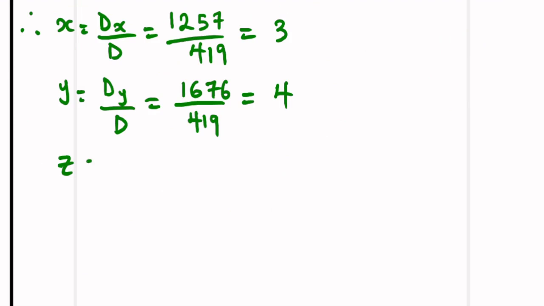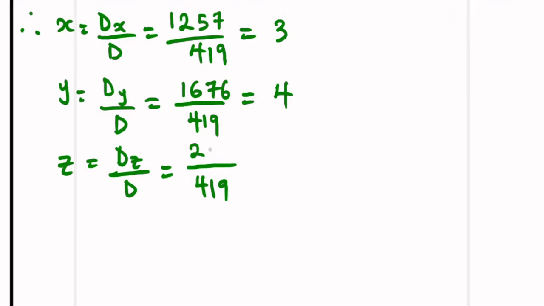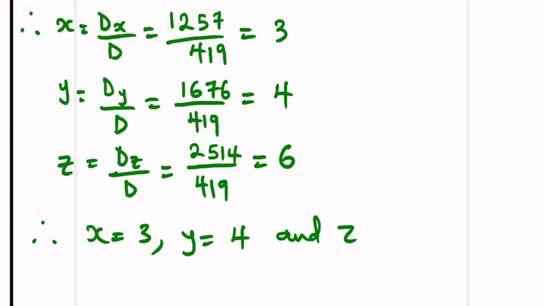Now to get the answer for z, it is the determinant of the coefficient of z over d, which is equal to, our d is 419. So let's confirm the value of the determinant of the coefficient of z, which is 2,514. So after doing the division, the answer is 6. So therefore, you agree with me that x is equal to 3, y is equal to 4, and z is equal to 6. So this is the answer of this system of linear equations involving 3 variables.